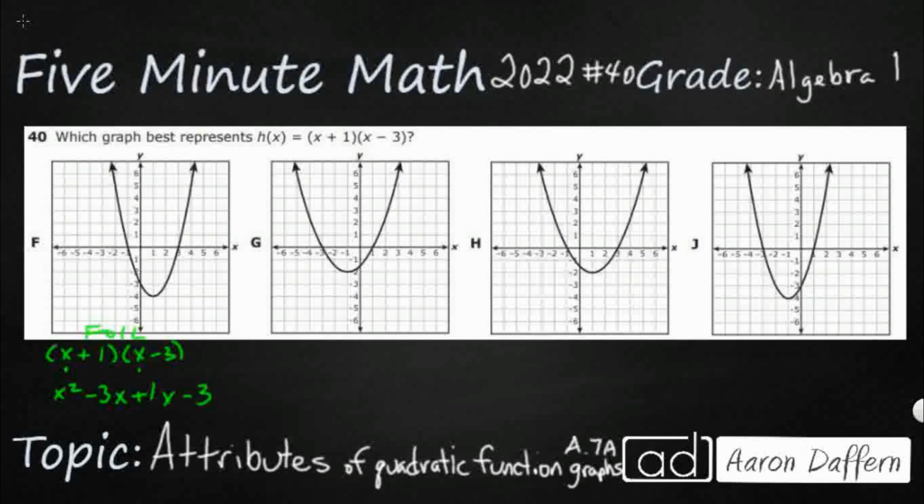Okay, so let's see. We just need to go ahead and combine like terms. Let's put the h of x back in there. So it's x squared minus 3x plus 1x, so that's just minus 2x minus 3. All right, now that I have it in standard form, right? Standard form looks like this: ax squared plus bx plus c.